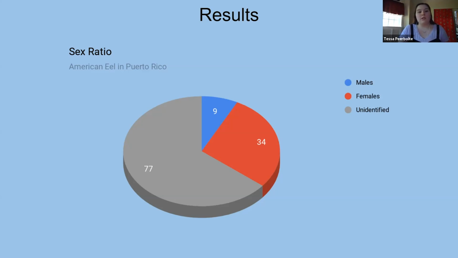This still shows that their sex ratio is very skewed, and this causes major issues for the population down the line.